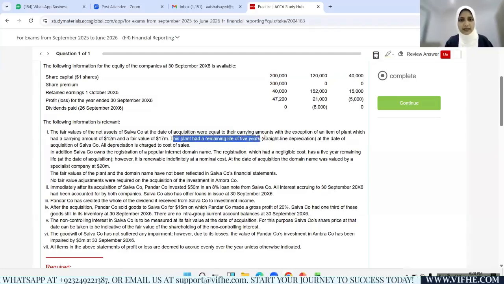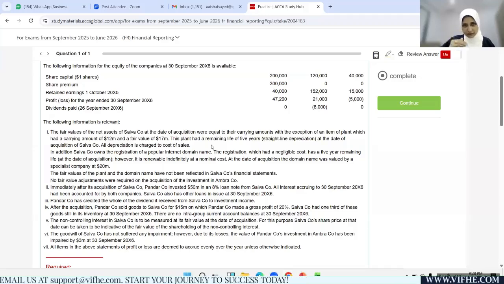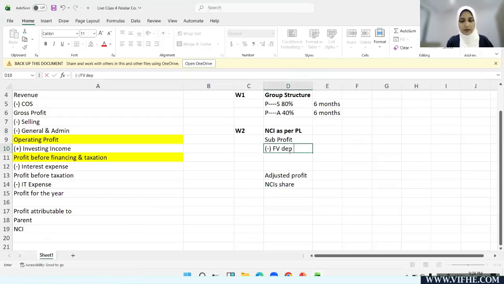The plant had a remaining life of 5 years at the date of acquisition of Salva. All depreciation is charged to cost of sales. So where does this 5 million increase play a role in my P&L? It plays a role for depreciation. It is related to the subsidiary, so it will drop my subsidiary's profit. Subsidiary's profit, fair value depreciation. How much is the increase? Fair value 5 million divided by 5 years.